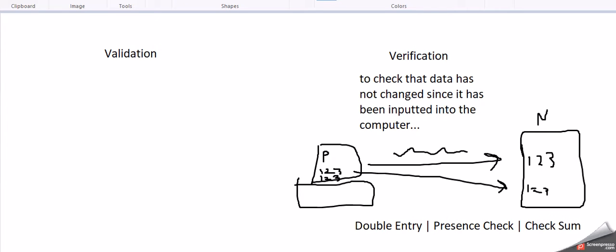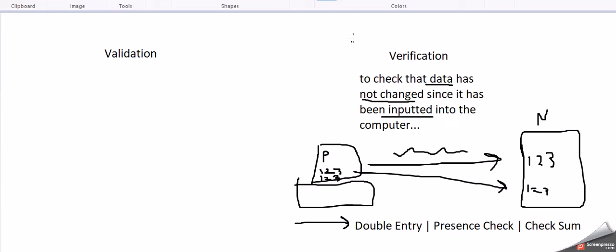That is verification. The important thing is data, not changed, input. That's the key. That is verification. So if it ever asks you what is verification, that is your answer. You always then follow up with examples, such as what I put down there.